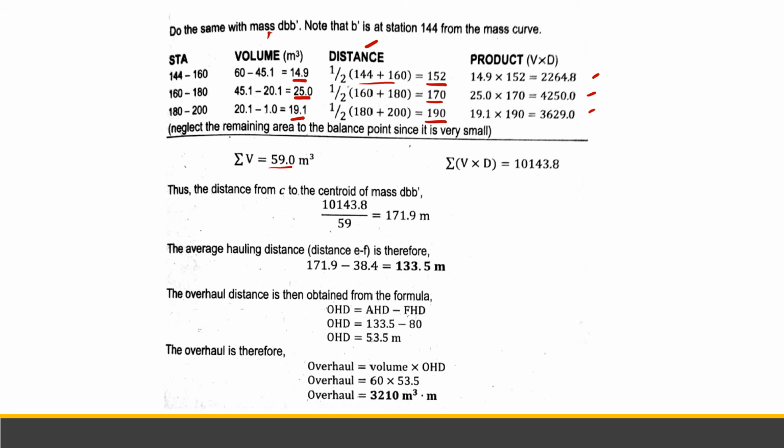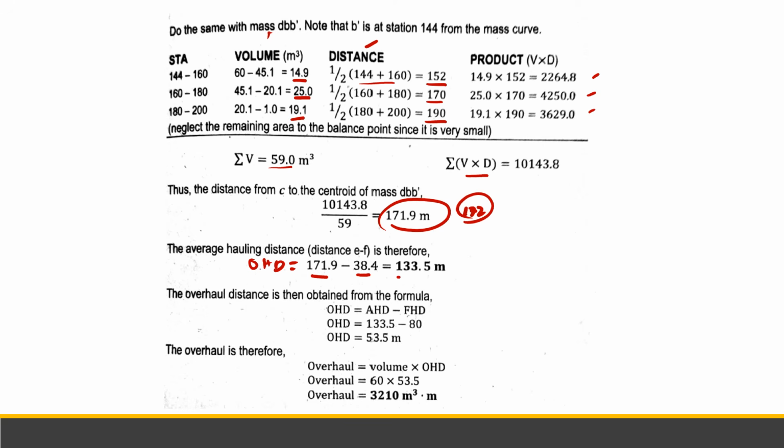So the summation of V and summation of V times D. So we divide, so the distance from C to the center of mass DBB is 171.9 meters. So earlier, we approximated 172. So therefore, let us repeat the formula. Overhaul distance is equal to the difference between the 2 points. That is 171.9 minus 38.4.